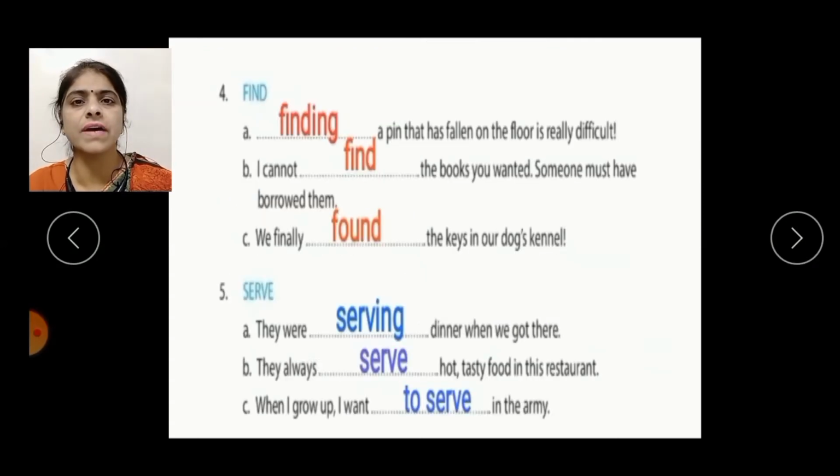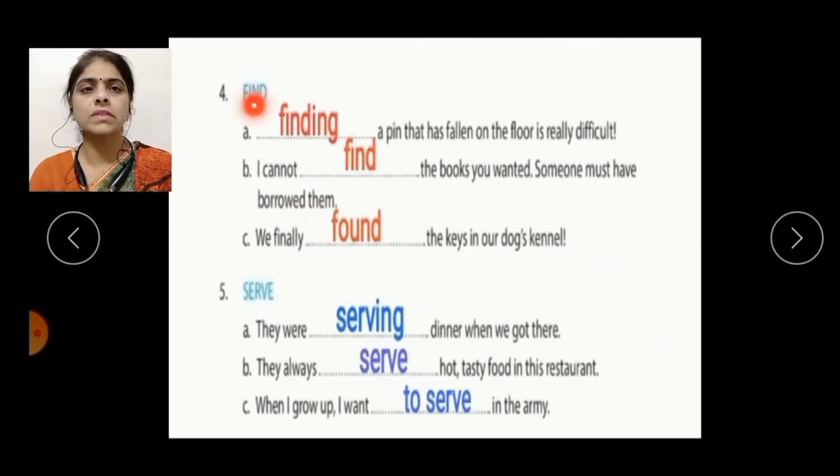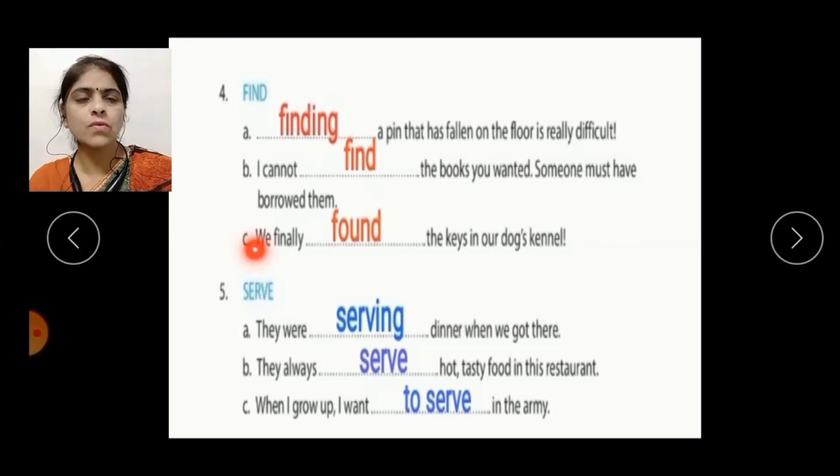Now let's have the next one. Here we are having the fourth verb, that is find. First sentence is, finding a pin that has fallen on the floor is really difficult. Here, finding is a non-finite verb. Next, I cannot find the books you wanted. Someone must have borrowed them. In this sentence, find is non-finite verb. Next is, we finally found the keys in our dog's kennel. In this sentence, found is finite verb as it is used according to person and tense.